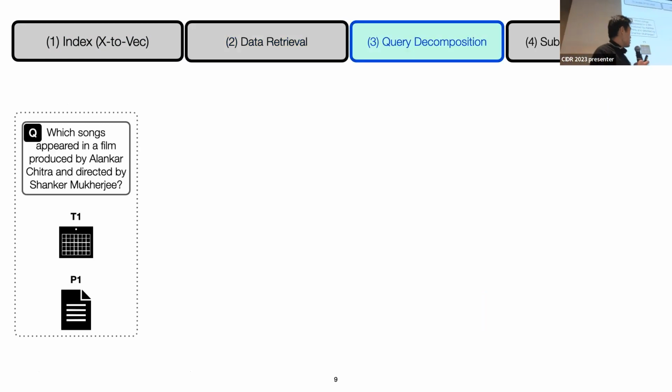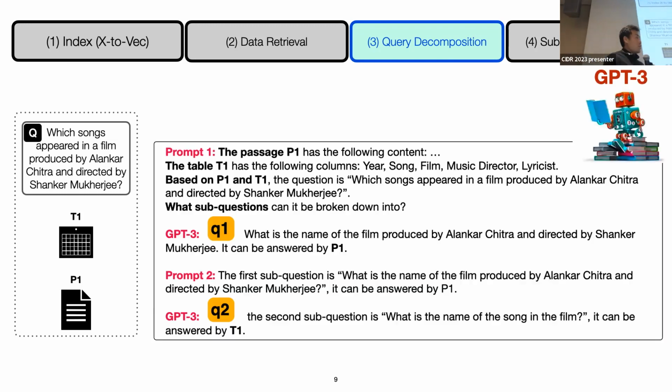For the query decomposition, the problem is, given this natural language query Q and the tabular data T1 and the document, let's say P1 in a text file, how to decompose it? You can consider GPT-3 as a human, and you can interact by conversations. At the beginning we didn't know whether it would work or not, but when we tried it, it worked quite decently.